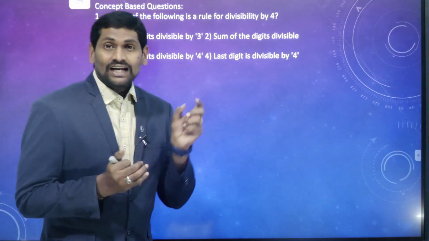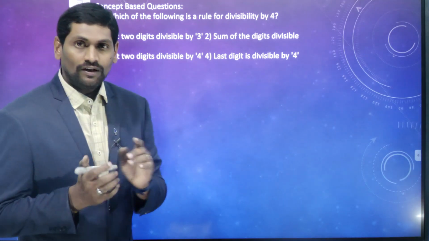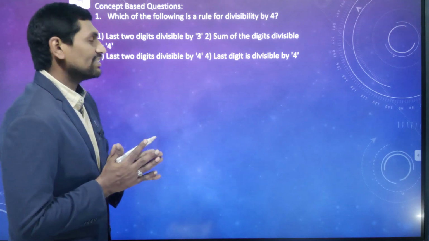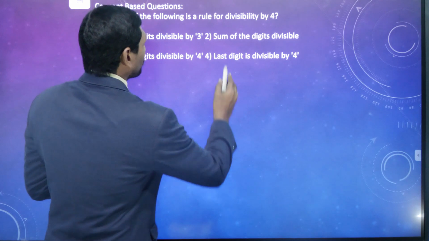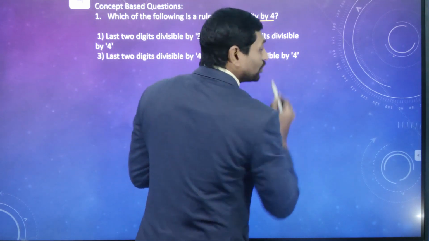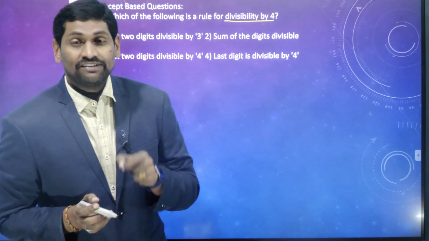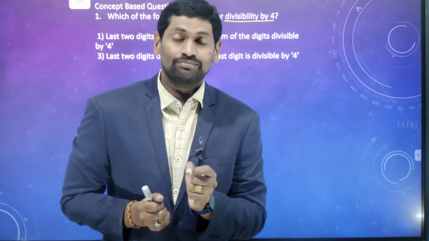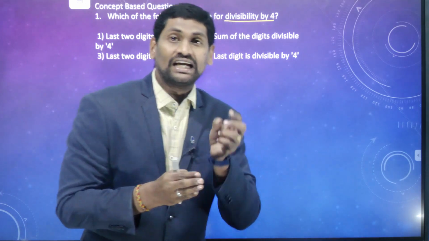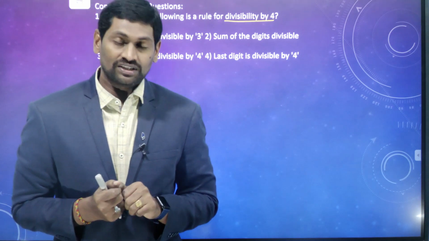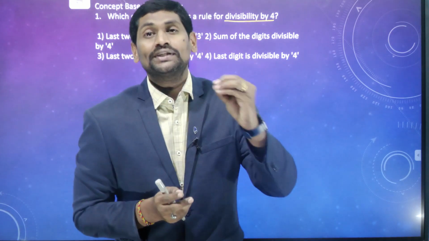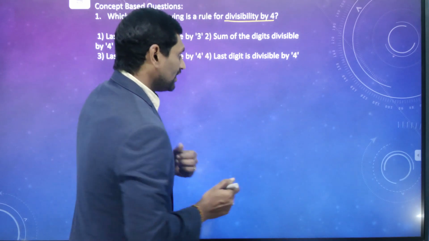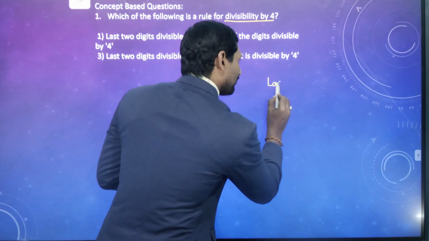Here let us start with the concept based questions. First of all, the first question is, which of the following is the rule for divisibility by 4? What is the rule we have discussed for divisibility by 4? The divisibility rule for 4 is nothing but the units place digit and tens place digit of a number, or in another way, the last 2 digits of a number.